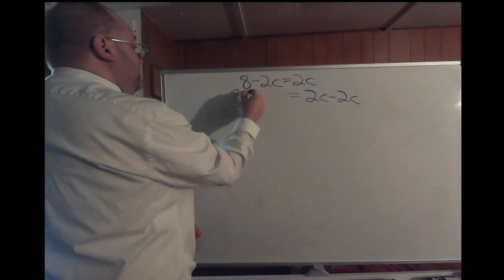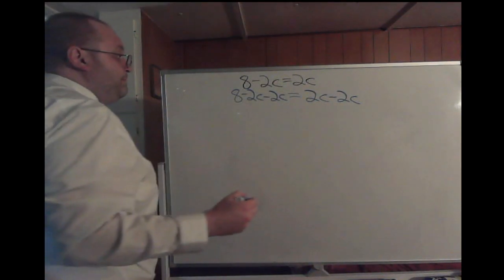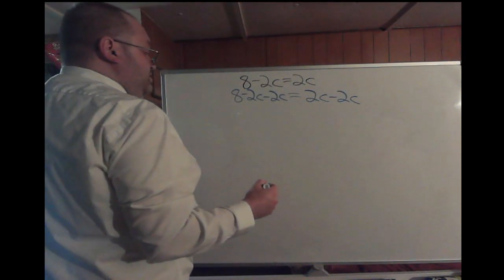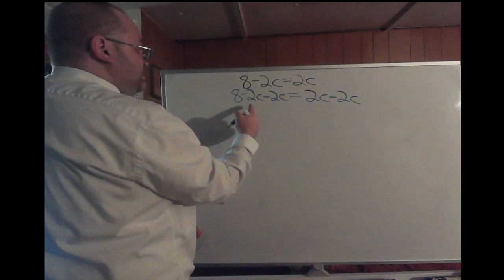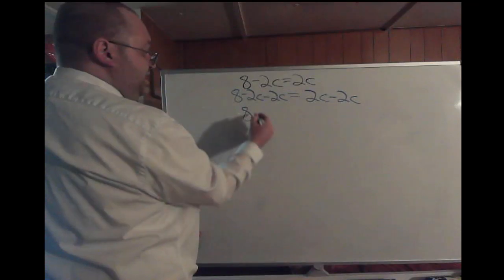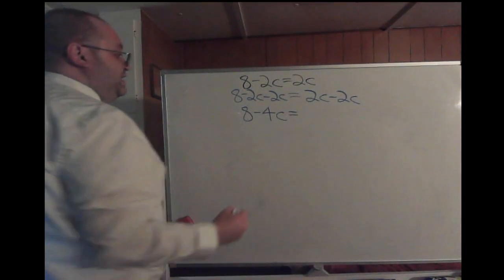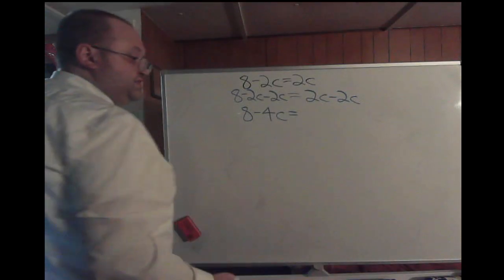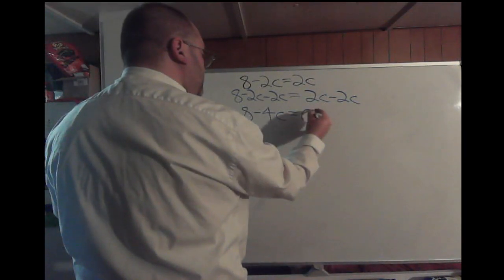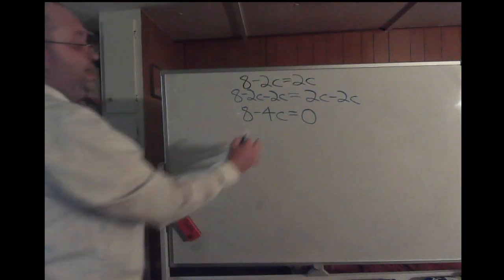So you'll have 8 minus 2c minus 2c. Okay? So on the left-hand side, you'll have that 8, but minus 2c minus 2c, well, that's minus 4c. You'll have 8 minus 4c is equal to 2c minus 2c, which is 0. Alright, well, we got the variable term on the left-hand side now.